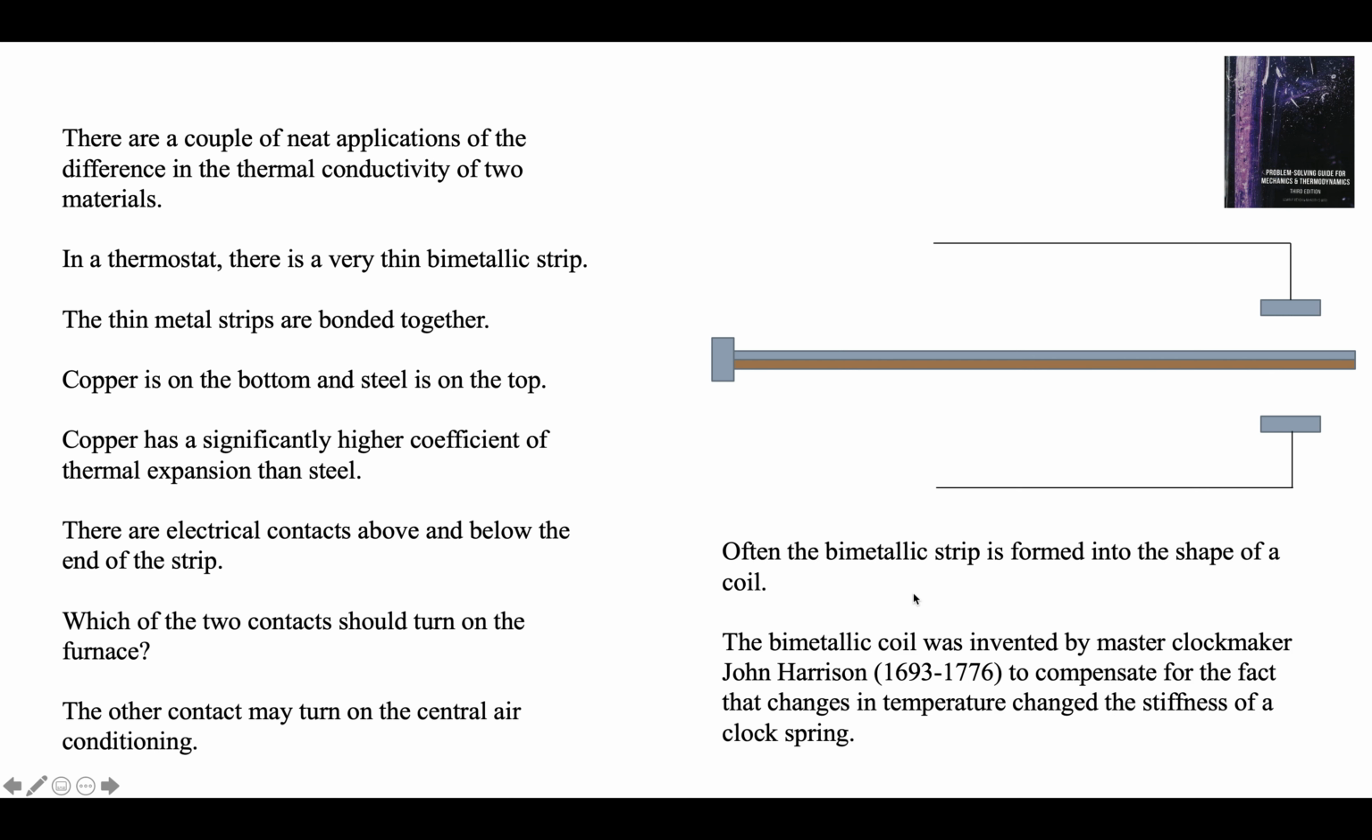The bimetallic coil was invented by master clockmaker John Harrison to compensate for the fact that changes in temperature change the stiffness of the clock spring. So he made a spring that was impervious to changes in temperature by using a bimetallic coil.